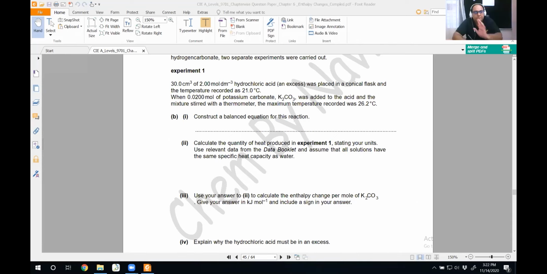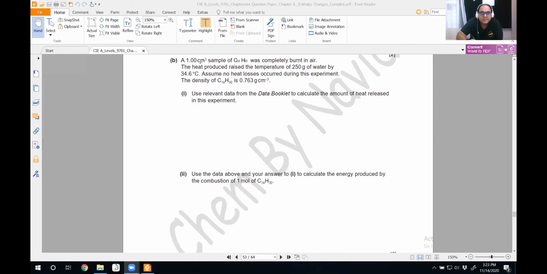So we'll do a calculation of what we studied just now, okay? So a 1 cm cube sample of C14H30 was completely burned in air. The heat produced raised the temperature of 250 gram of water by 34.6 degrees centigrade. Assume no heat losses occurred during the experiment. The density of C14H30 is this.